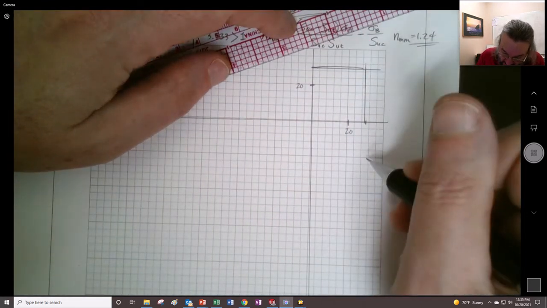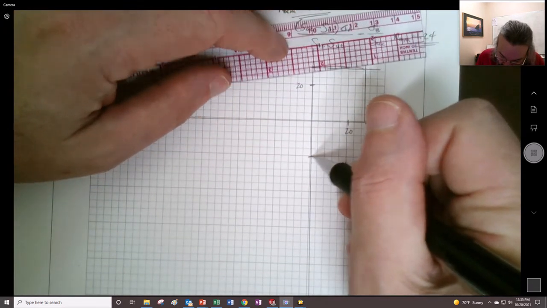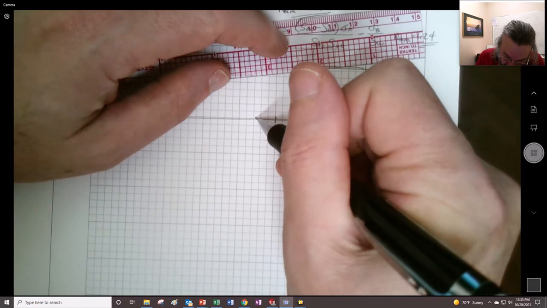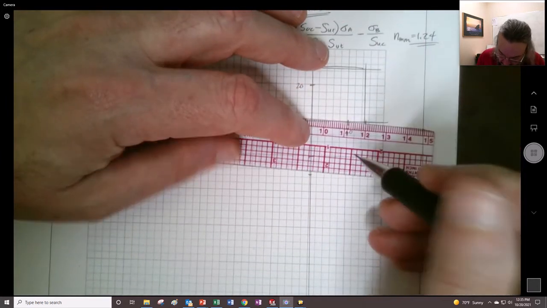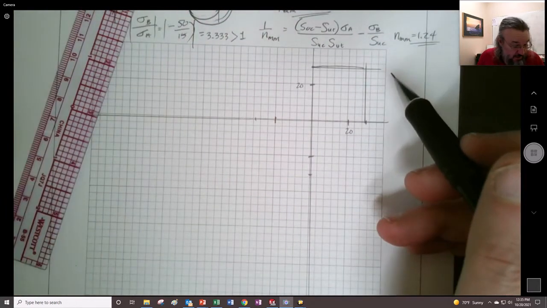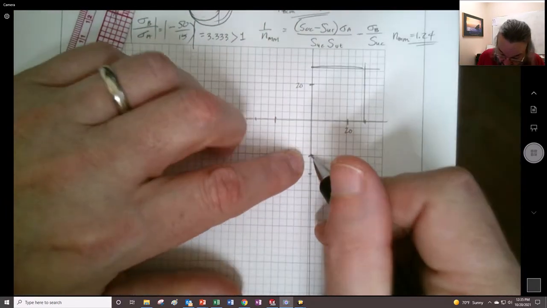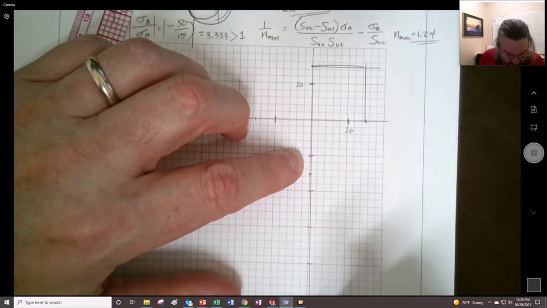Boom. And then that's the same thing going to be true here. Here's my 20 and 20. Here's 31 right there, and here's 31. So we'll continue that then. But now we need 109, right? So here's 20, 40, 60, 80, and then 100, and then 109 is somewhere down in here.